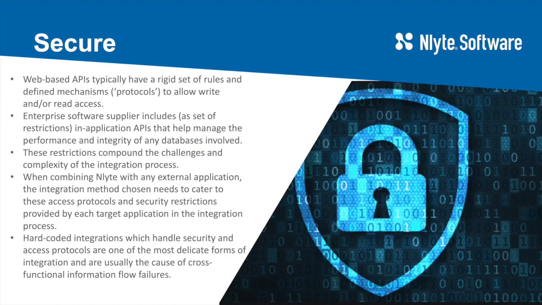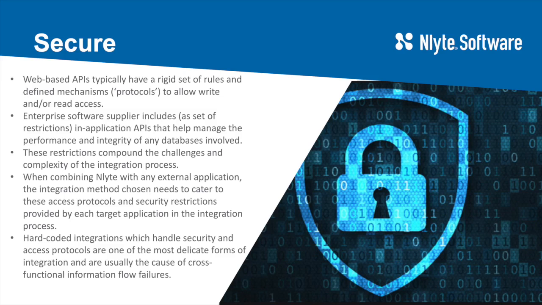The fifth reason you'll want to use a pre-built connector rather than creating your own integration is it increases the security of your system, because web-based APIs typically have a rigid set of rules that define the protocols that allow read and write access. And as a result, enterprise software suppliers include a set of restrictions in those APIs that need to be followed. So by buying a pre-built connector, you don't need to understand that. You don't have to find out about it. You don't have to monitor those changes from the enterprise software supplier. You count on Enlight taking care of that for the connectors that are involved.